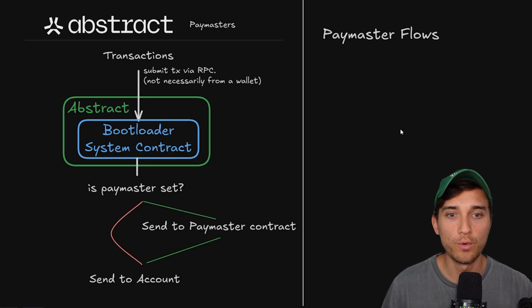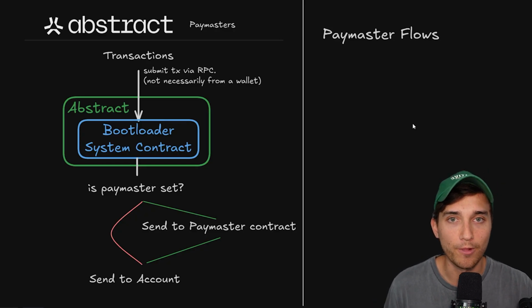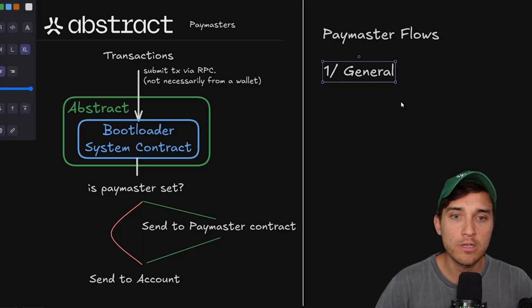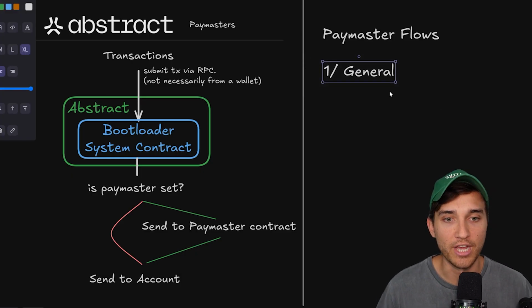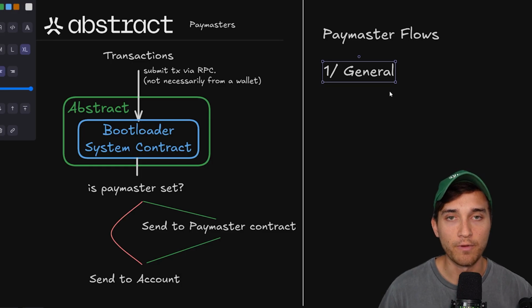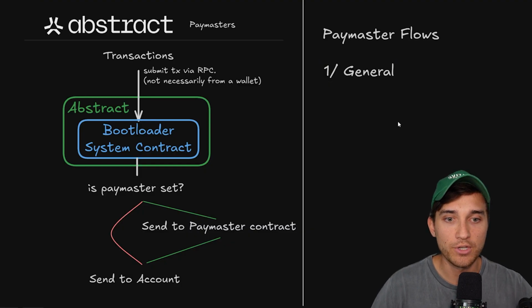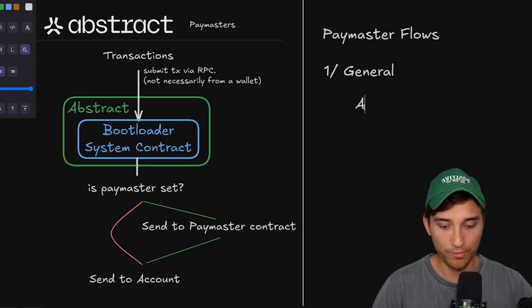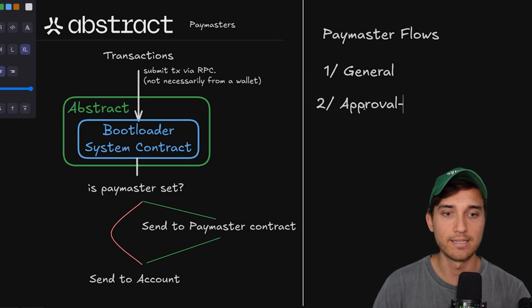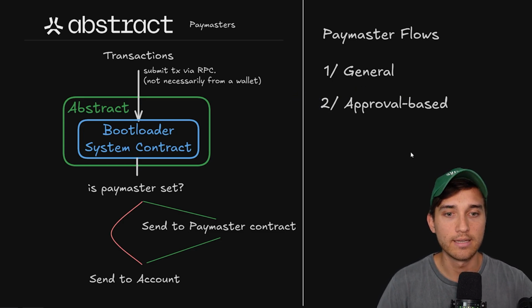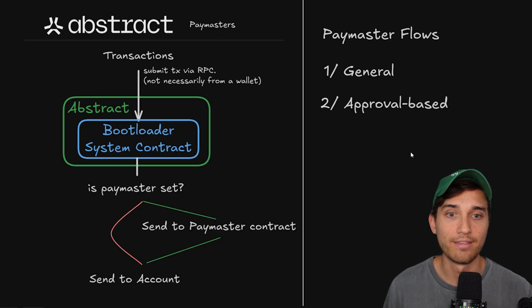Now, when it comes to working with paymasters, there are two common flows that we're going to touch on in this video. The first one is what we're actually going to build, and it's called the general paymaster flow. Now, this basically just refers to what we've been talking about already, where you cover the gas fees for your users' transactions. The alternative to this is what's called an approval-based flow. And what this refers to is not just when you want to cover the gas fees for your users, but you want your users to actually pay in a different token other than ETH. So ETH is the native gas token on Abstract. What if you want your users to pay in another ERC20 token?